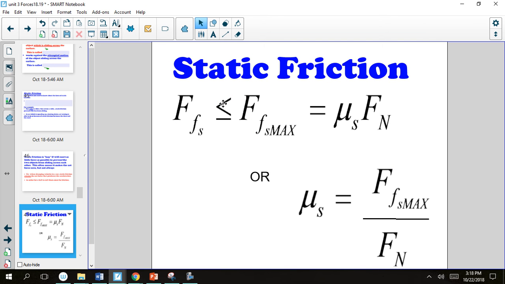And that maximum amount of static friction is found by taking the coefficient of friction, this mu for static, and multiplying that by the normal force. And that coefficient is then found by taking our max and dividing it by our normal force.